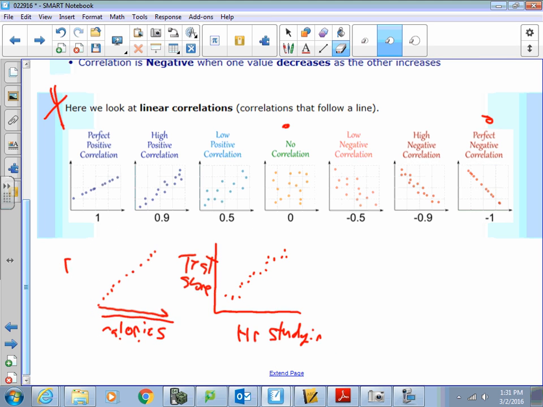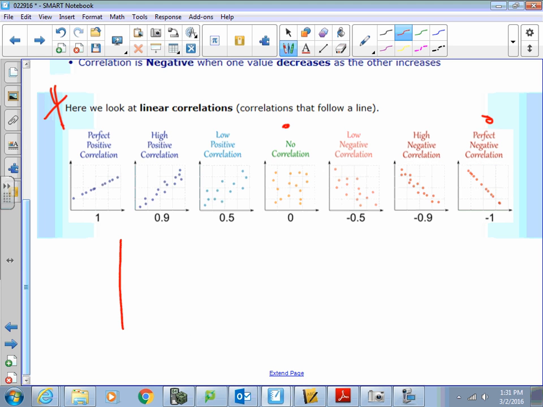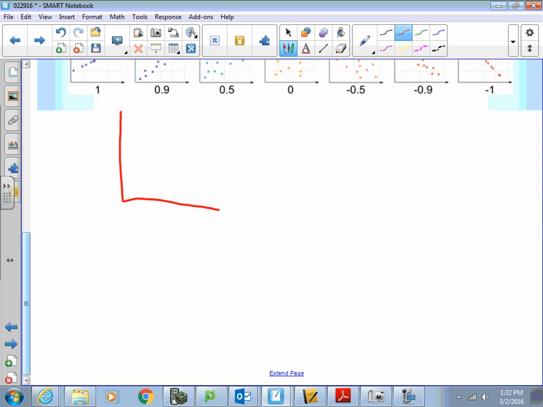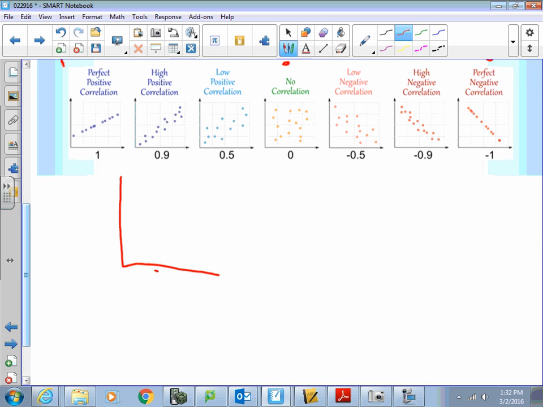Now, what about negative? So I have my axis here, and let's think of something that's negative correlation. As X goes up, Y goes down. Well, let's use weight and exercise maybe. So let's do hours exercising and weight.